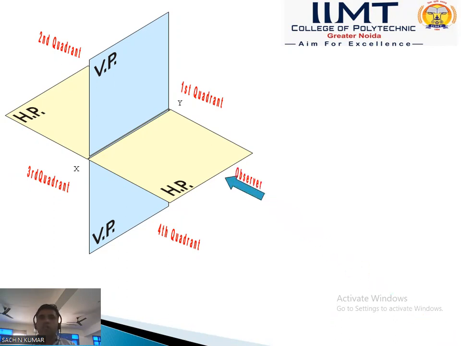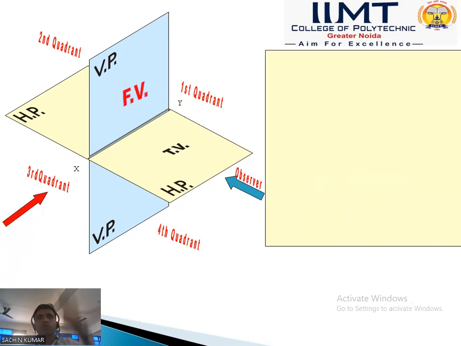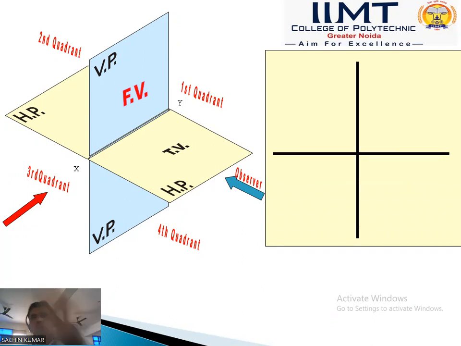The front view always goes to the vertical plane, and the top view goes to the horizontal plane. When 3D is converted into 2D, the intersection of the horizontal plane and vertical plane is denoted by the XY line, and that is the vertical plane in the 2D sheet, and that is the horizontal plane in the 2D sheet.